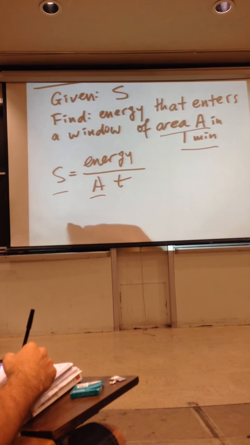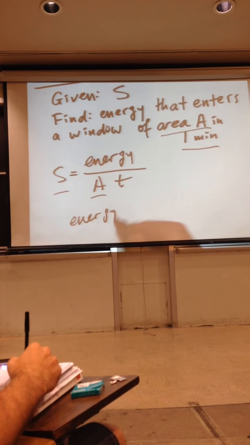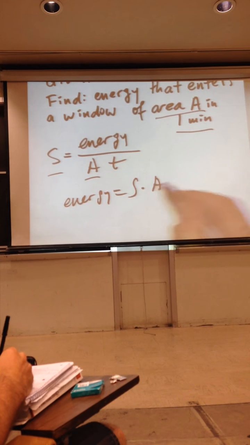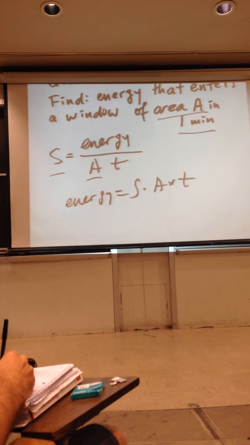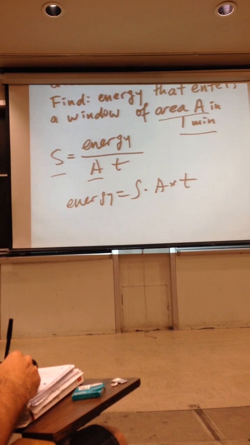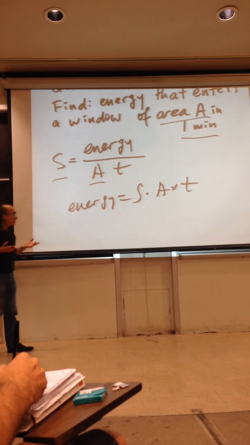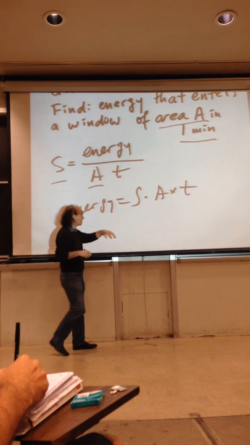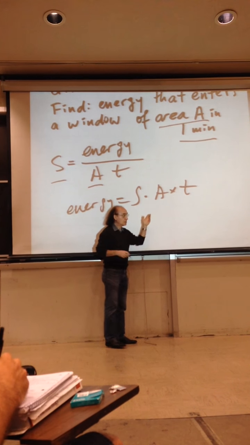From here, if intensity is given, and the area is given, window of area A in 1 minute, then energy is intensity times area times time. Okay? If the time is given in hours or in minutes, convert it to seconds. The area should be in square meters.